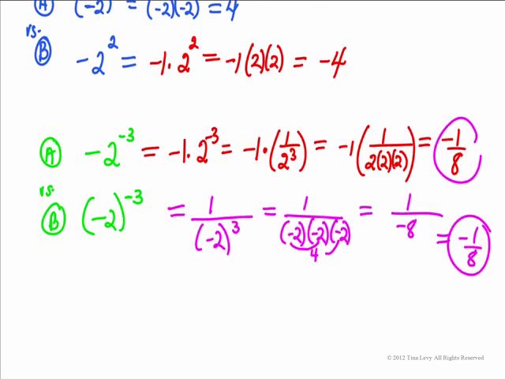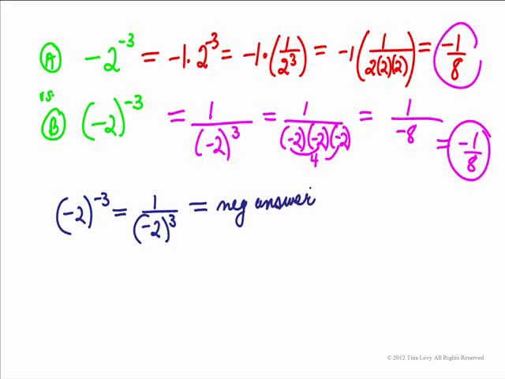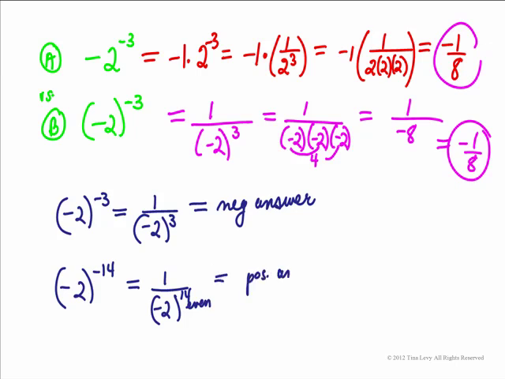Now looking at the one we just did, I had (-2) to the -3, and it was 1 over (-2) to the third. But I know that 3 negatives will be a negative, so I'll get a negative answer. But what if it was (-2) to the -14th? That's going to be 1 over (-2) to the 14th. But this is an even number of negatives, so we know this will be a positive answer.